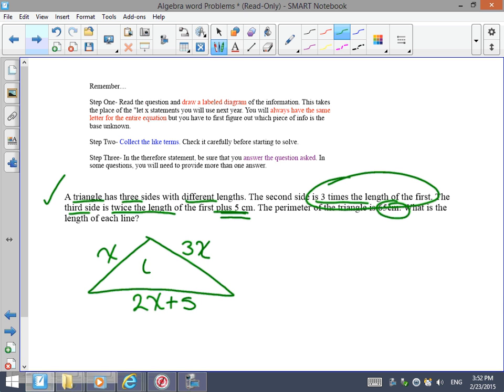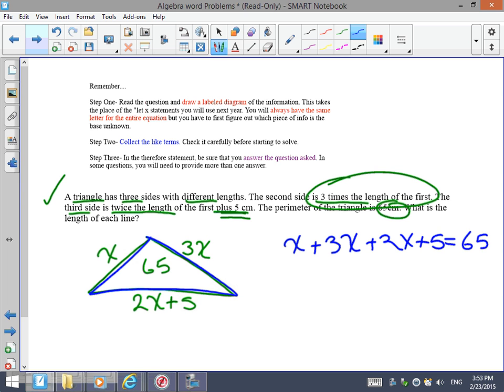The whole perimeter is 65, and we should know that perimeter is the distance around the outside, so we will be adding once again. So to put this into perspective, you take the first side, you add the second side to it, you add the third side to it, and it equals 65. We've done this many times, so now we are going to collect our terms. We're going to do 1x plus 3x plus 2x, and that equals 6x, plus 5 equals 65.